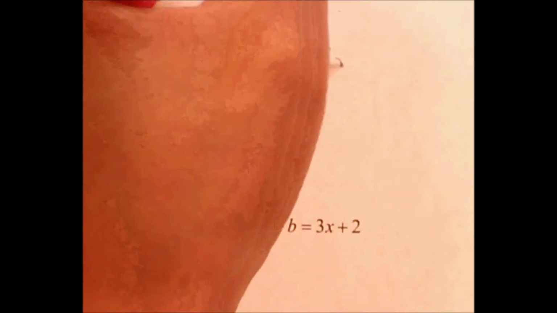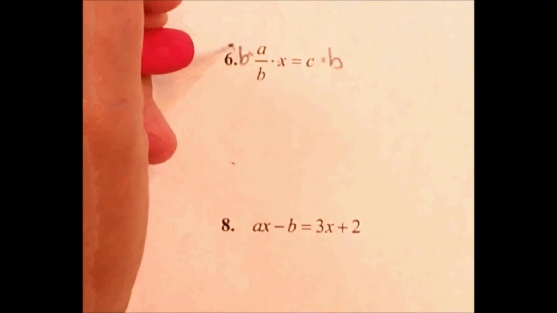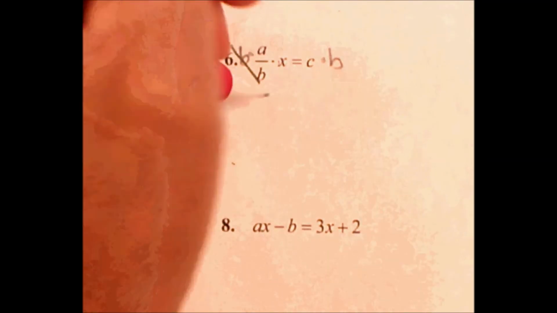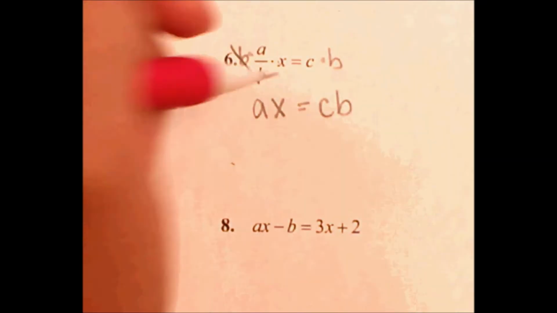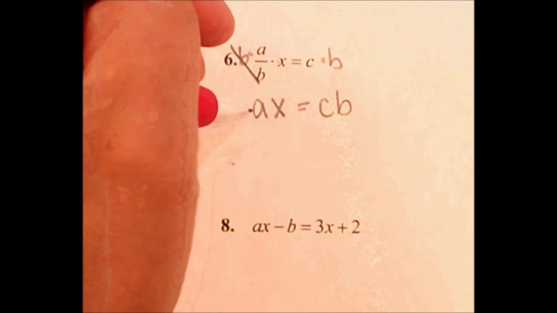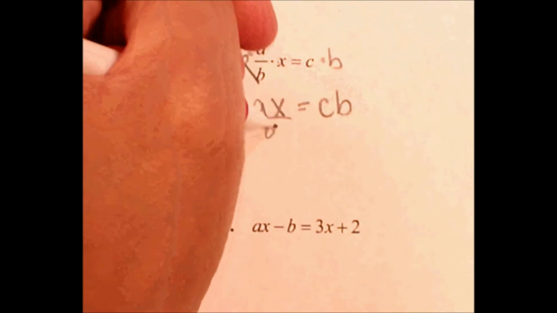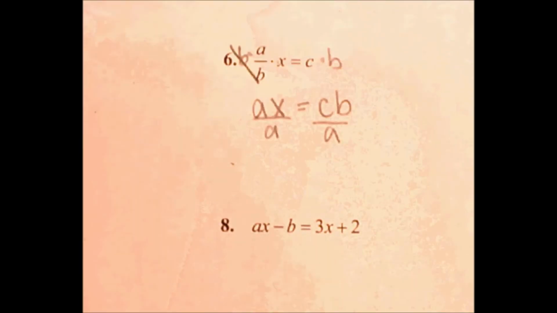Number 6, we need to isolate x. So I'm going to start by multiplying both sides by b. That way my b's cancel out. I'm left with ax equals cb. Then I need to get x by itself. Since a is being multiplied, I divide both sides by a. Cancels out. x is equal to cb over a.